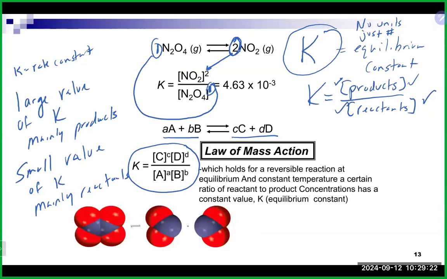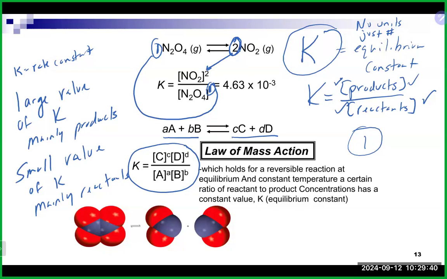What is considered a large value versus a small value? The dividing line is 1. Anything above 1 is considered large. Anything less than 1 is considered small. So 1 is kind of your right-there number.